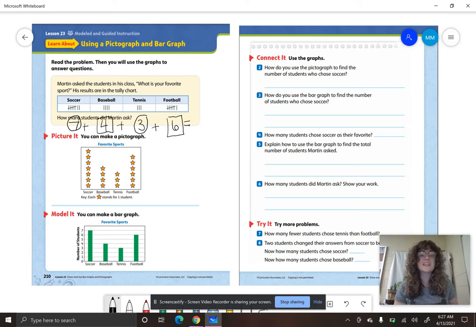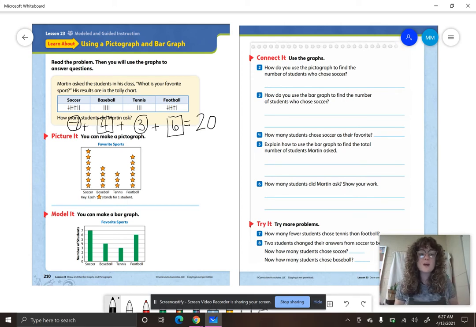7 plus 3 equals 10. 4 plus 6 equals 10. So 10 plus 10 would make a whole of 20. So Martin asked how many students in all? 20. So now we know that he has 20 friends. We know how many students liked each sport.